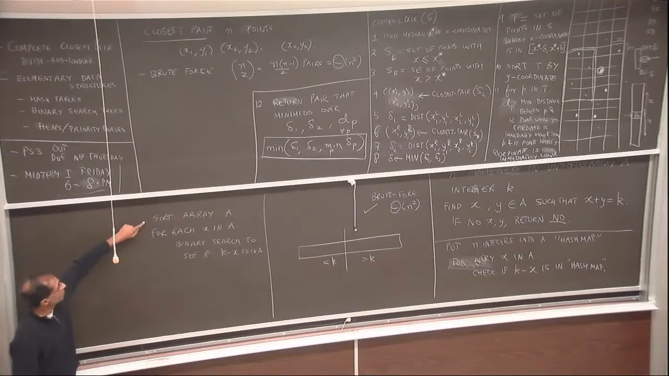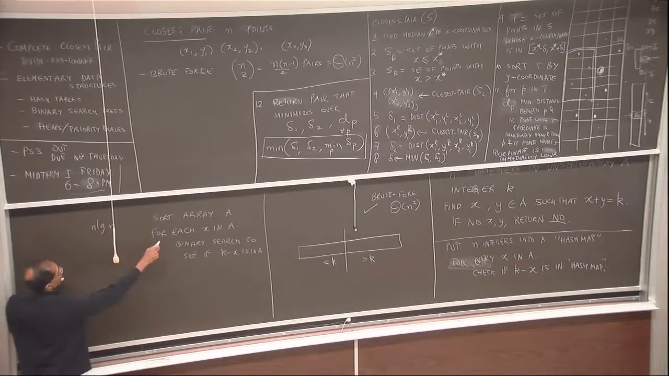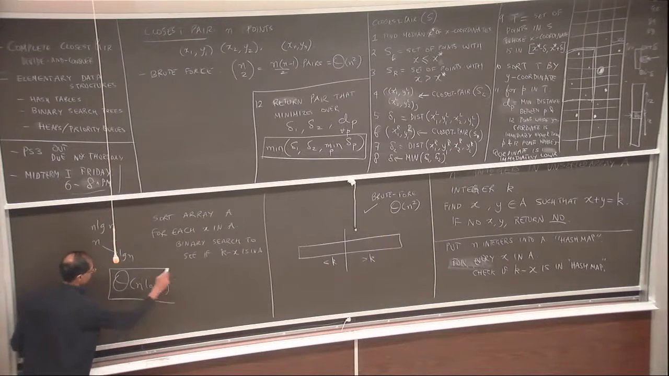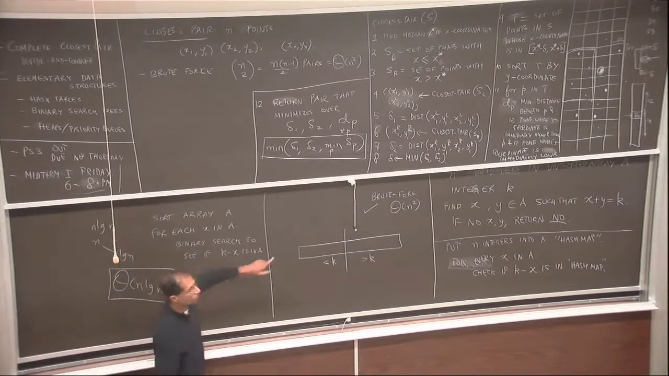Okay. Let's try to understand the running time of this. What is the sorting running time? N log n. The number of iterations of this is n. Each iteration takes log n. So this is theta n log n. So it clearly beats the brute force.